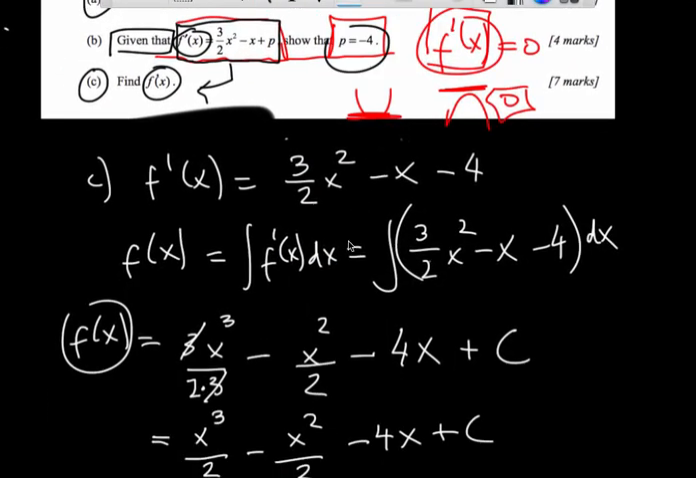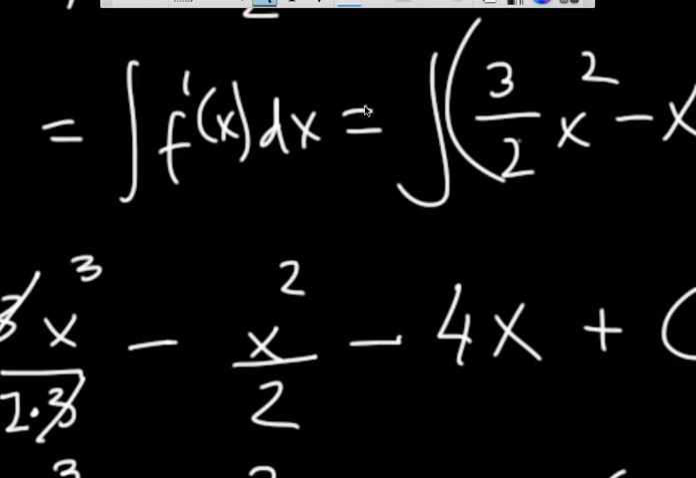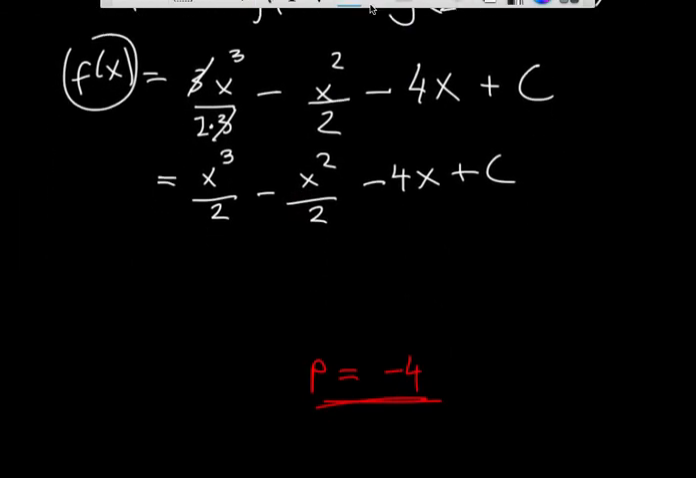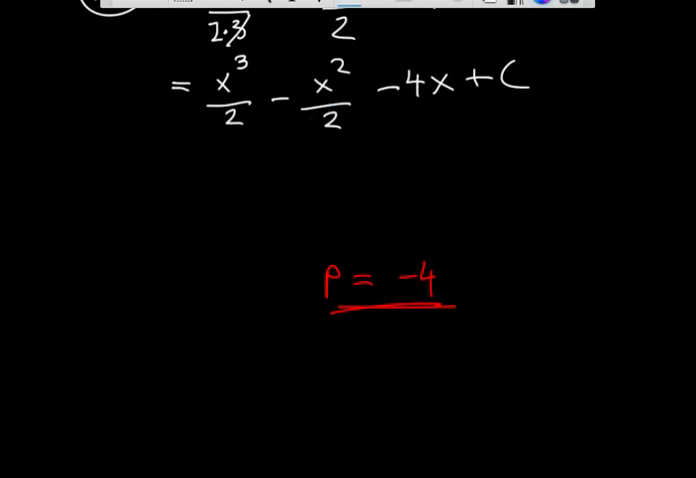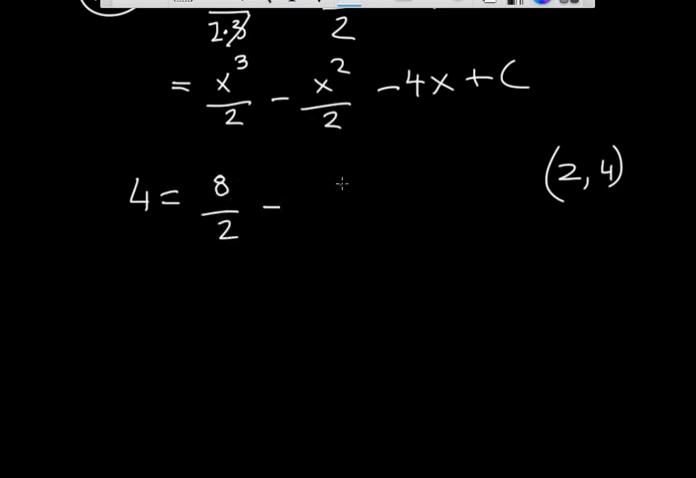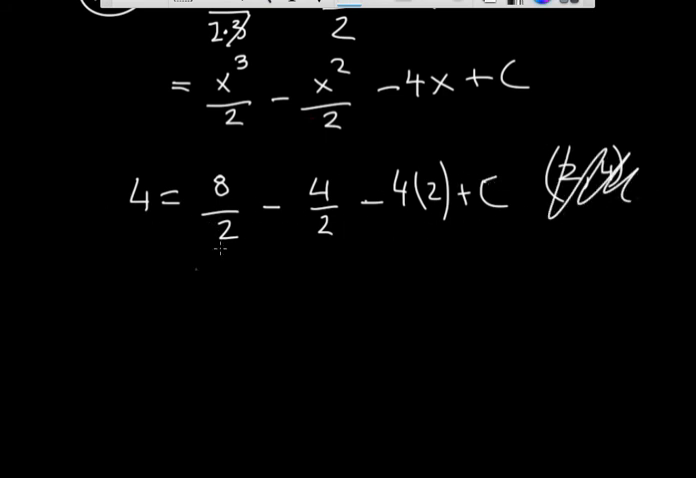to figure out what the constant is. Okay, so let's do that. The y coordinate must be 4, so I'm using this point here, 2,4. The y coordinate must be 4 when x is 2. So 2 cubed is 8: 2 times 2 times 2 over 2, minus x squared is 4 over 2, minus 4 times 2, plus c. All of that must be equal to 4.